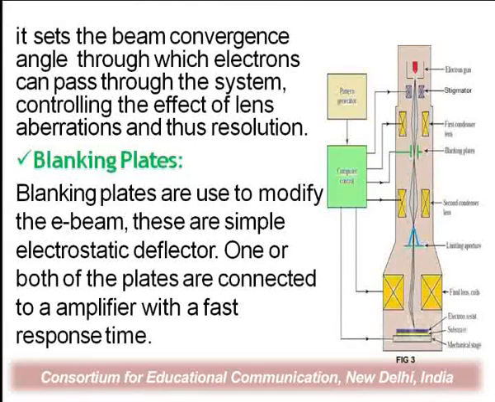After the lenses, we have the blanking plates. These blanking plates are used to modify the E beam. How do we use them? This is a very simple electrostatic deflector which passes the beam towards the wafer. One or both of the plates are connected to an amplifier with a fast response time, and this E beam is modified by the electrostatic deflector.